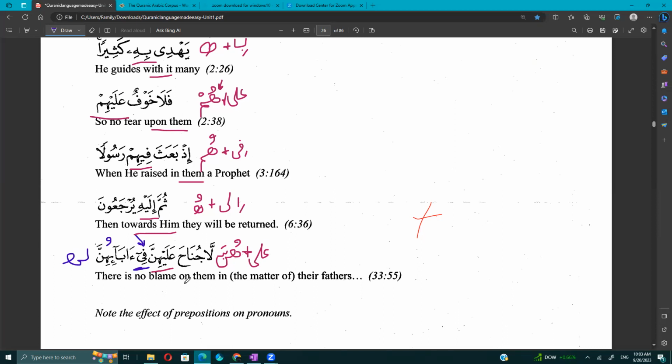Ala is on or upon. On and them. Hunna is them. On and them. Yes, very good. On them. Fi aba'ihinna, in the forefathers. Okay? That is for the noun.